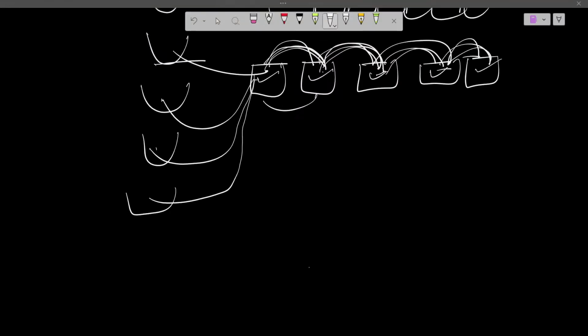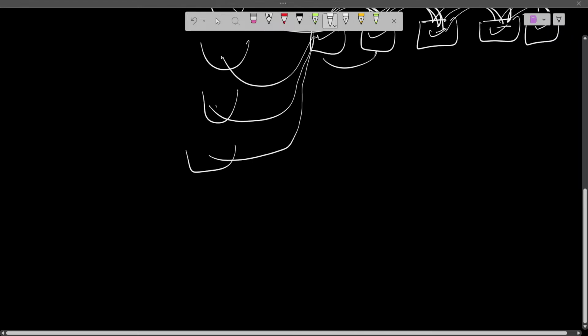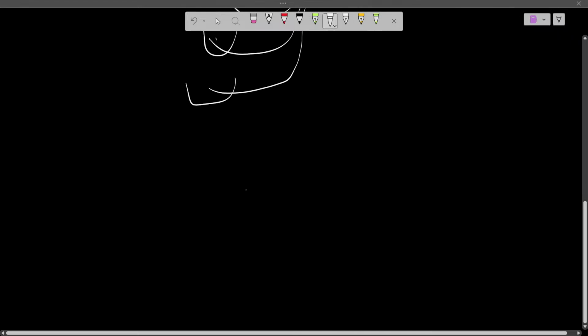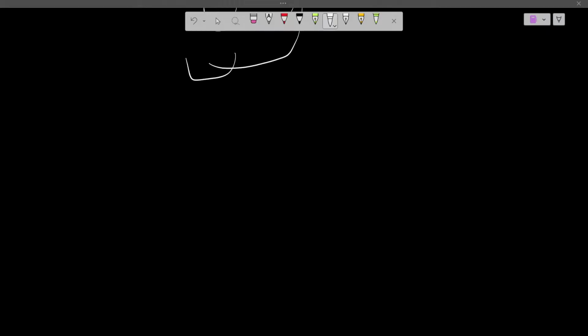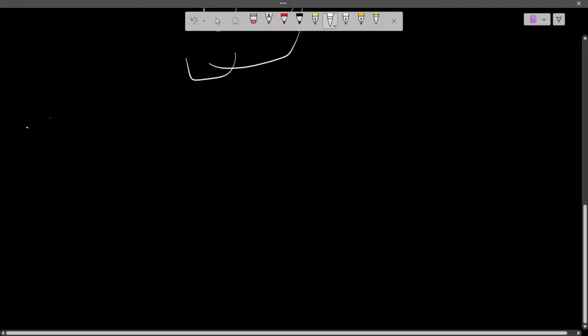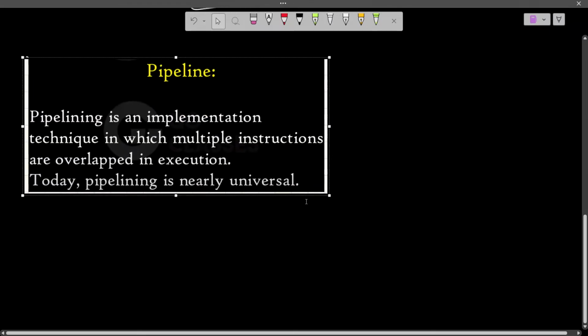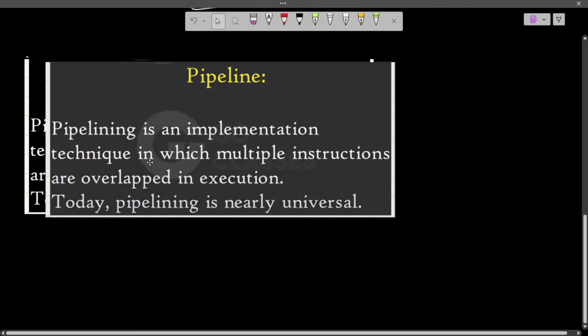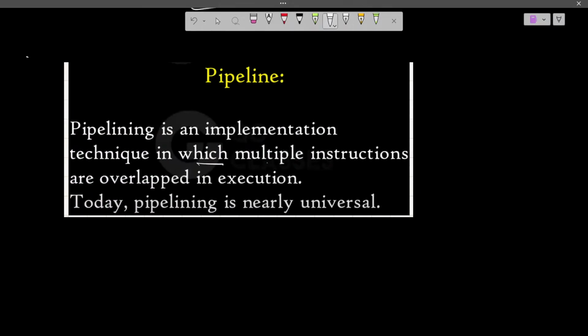But first of all, I think you guys just got the analogy of pipelining, and how it can make our life easy. So let me show you guys. Basically, pipelining is an implementation technique in which multiple instructions are overlapped in execution, and today pipelining is nearly universal. Yeah, that's true. Every CPU architecture uses pipelining.